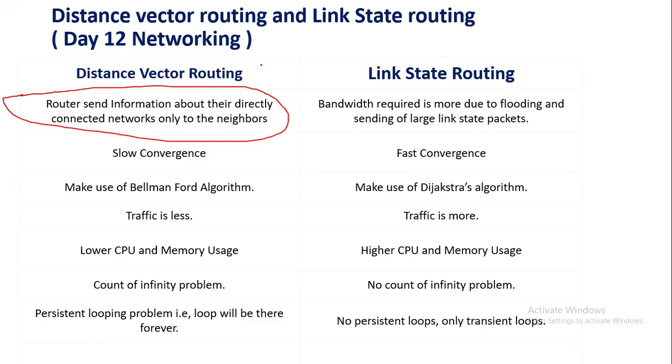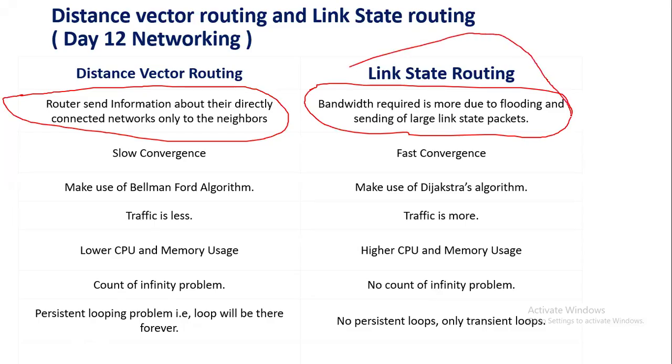Instead of that, what is link state routing? Instead of sending to the neighbor router, it is sending the entire topology. Routing table information can change between neighbors in distance vector, but in link state it is changing the overall topology of the network. That's why distance vector has slow convergence, and link state has fast convergence.